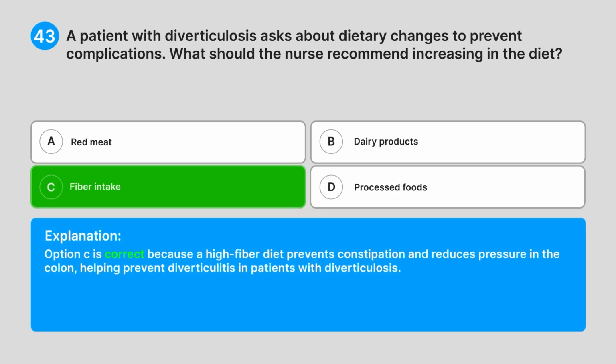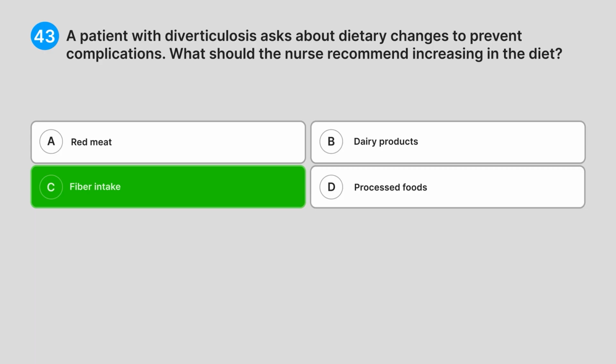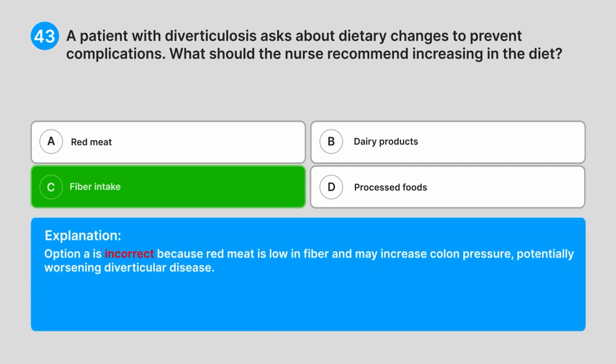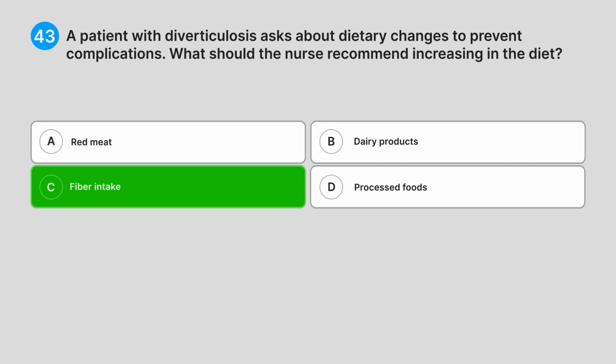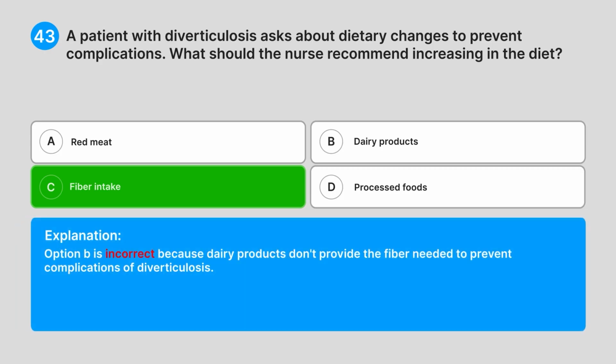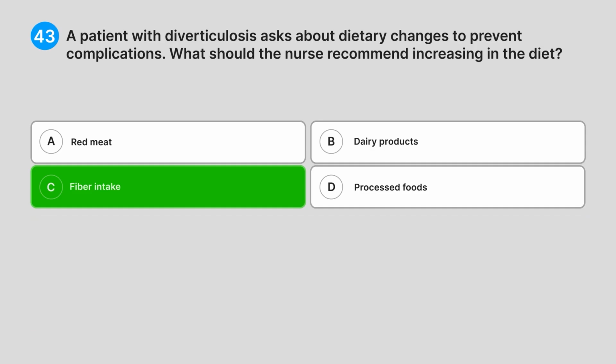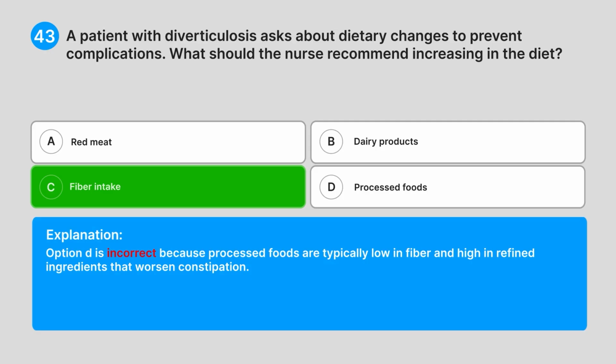Explanation: option C is correct because a high-fiber diet prevents constipation and reduces pressure in the colon, helping prevent diverticulitis in patients with diverticulosis. Option A is incorrect because red meat is low in fiber and may increase colon pressure, potentially worsening diverticular disease. Option B is incorrect because dairy products don't provide the fiber needed to prevent complications of diverticulosis. Option D is incorrect because processed foods are typically low in fiber and high in refined ingredients that worsen constipation.